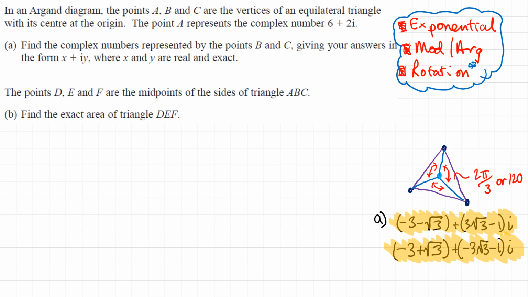Part B. The points D, E and F are the midpoints of the sides of triangle ABC. So let's mark those on. So a point here, and a point here. And part B, find the exact area of triangle DEF. So that's going to be a triangle that looks like this. We want to find the exact value of that area.